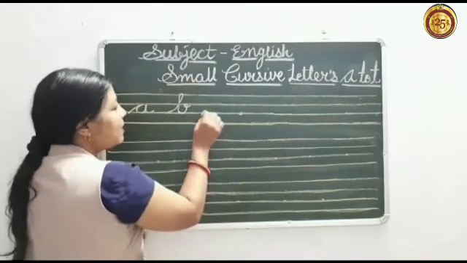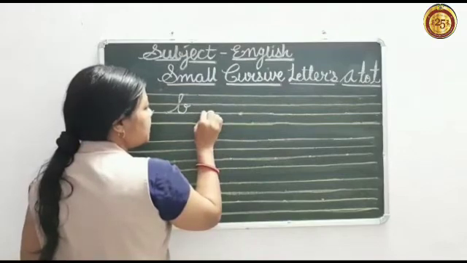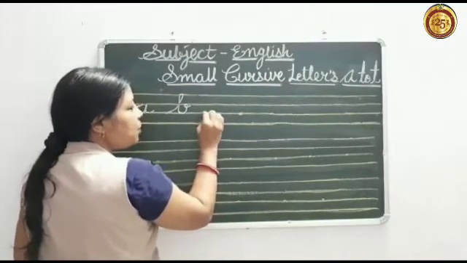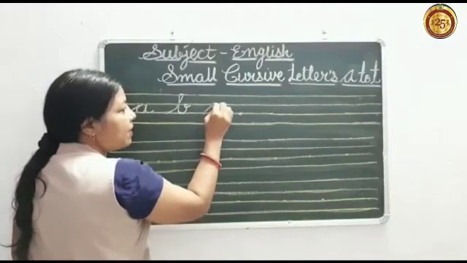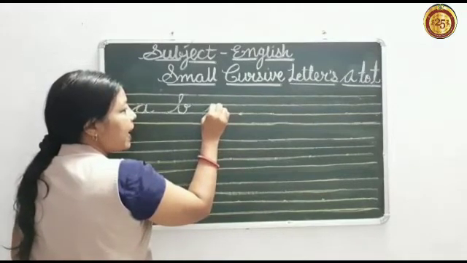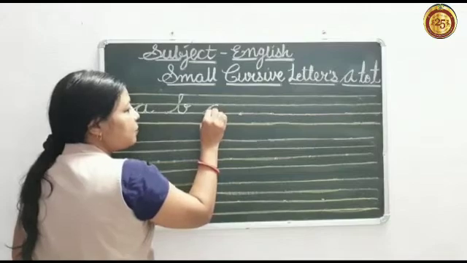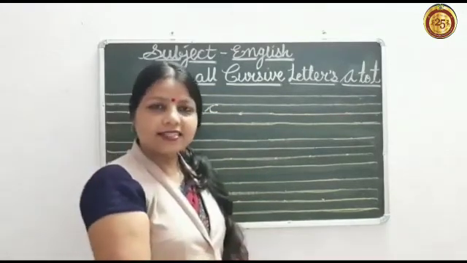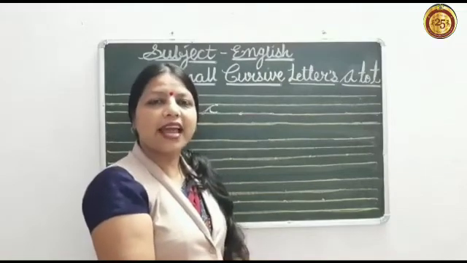Then we will write here C. Small cursive letter C. Put your pencil here on second blue line, take it upward, touch the first blue line, bring it back like this, touch the second blue line and make a curve. This is small cursive letter C. C for cup, C for candle.